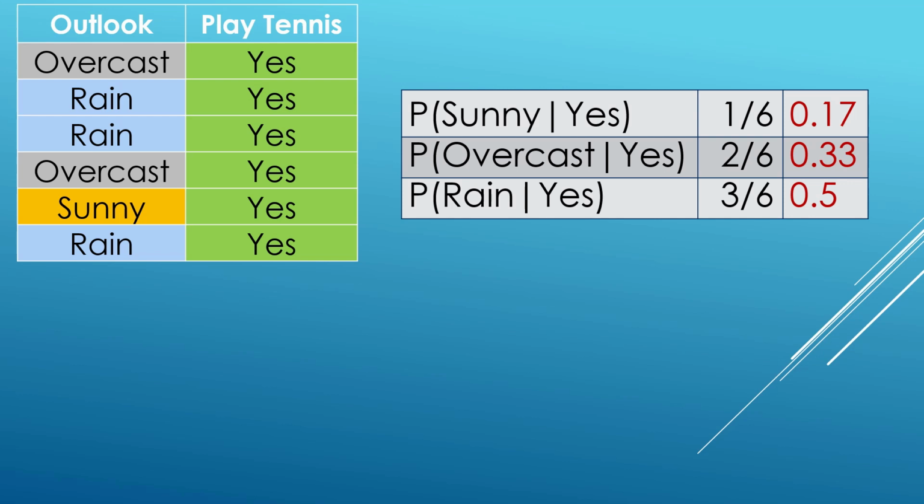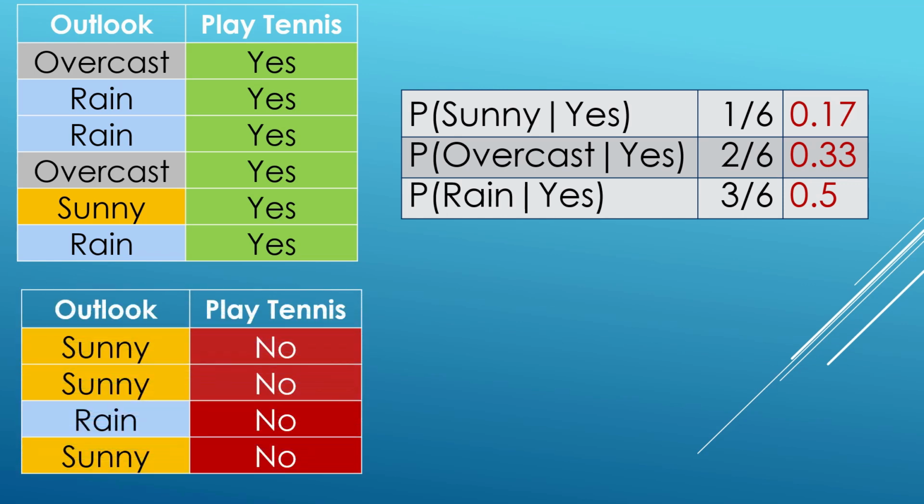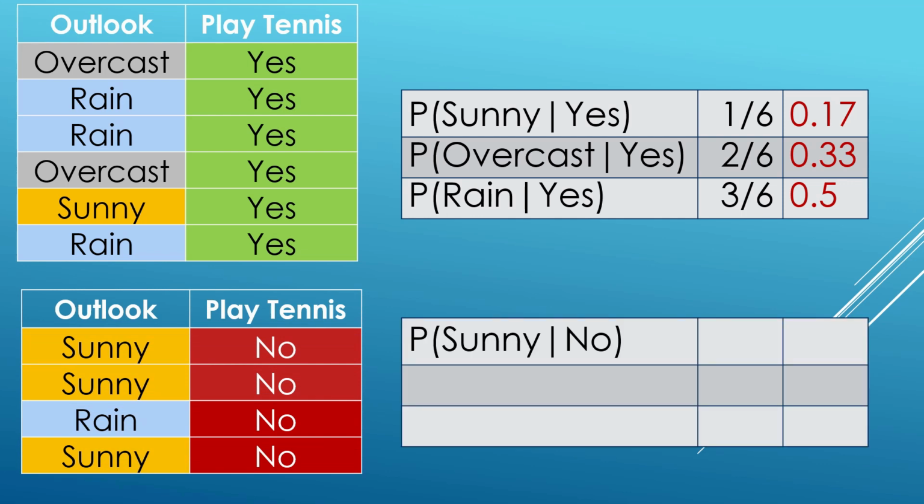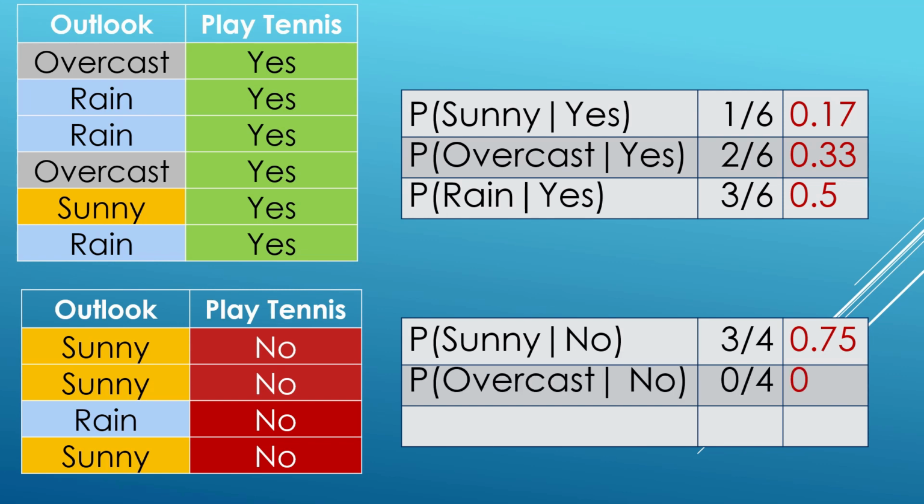Similarly, we can calculate the likelihoods given the play tennis condition is no. Out of the no's, sunny has come 3 times, so the likelihood will be 3 upon 4, that means 0.75. And P(overcast|no), because overcast has not come here at all, is 0.